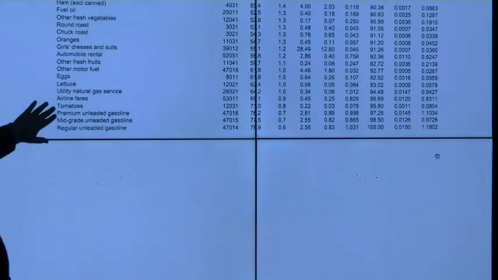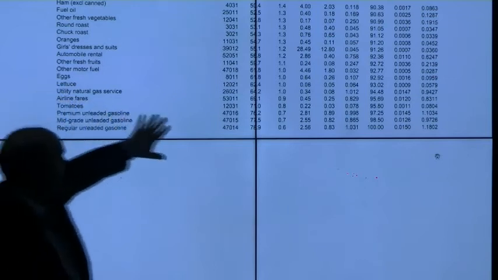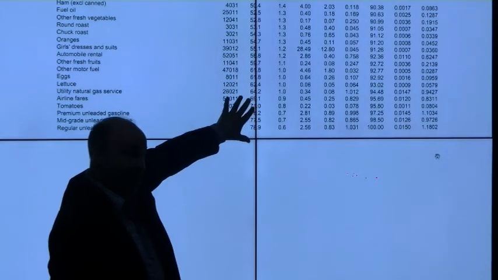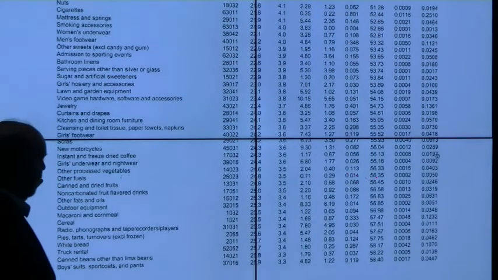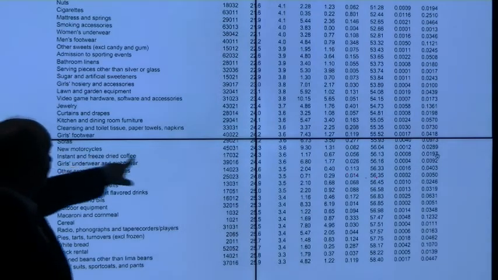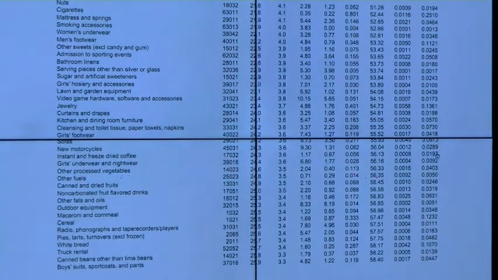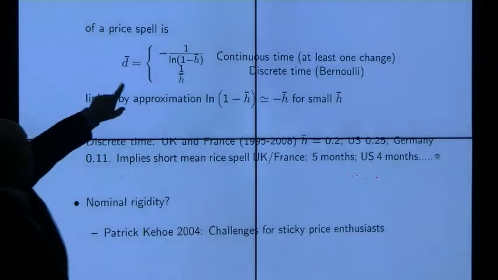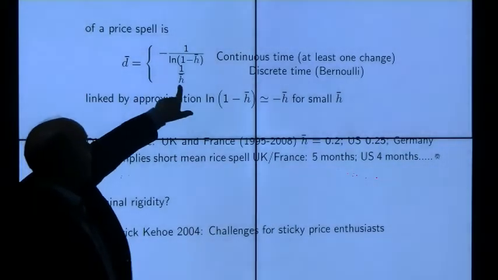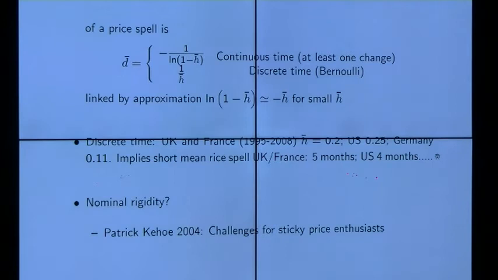We see other things change very frequently: tomatoes, lettuce, eggs, fresh fruits. These things are very frequently changing price. The things at the other end were changing less frequently. And if we go to the middle, for example, new motorcycles, 24.3%, about a quarter change each month. So there's a lot of variety, heterogeneity in the data, and we can look at this frequency of price change. And the mean duration of a price spell is equal to 1 over the proportion in discrete time. For those of you who do statistics, it's a Bernoulli distribution.